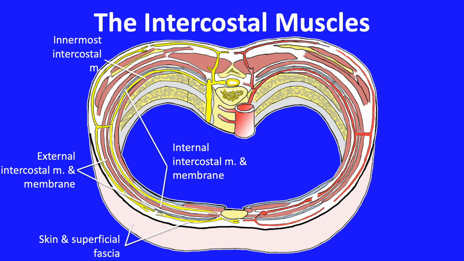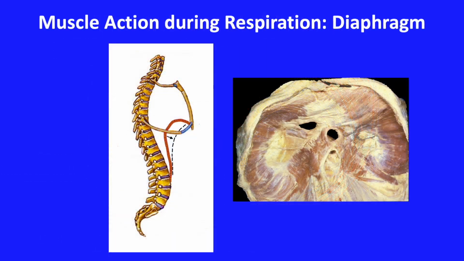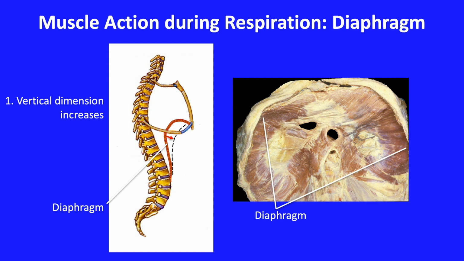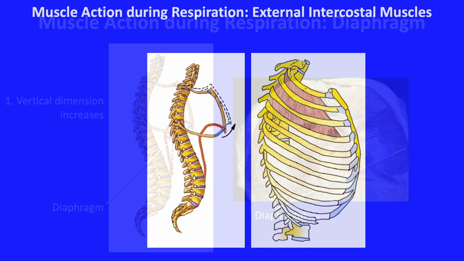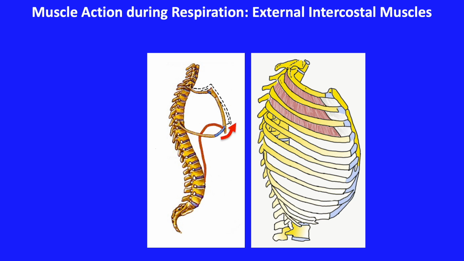All this, by way of strengthening the bands of muscles, helps keep our ribs aligned and helps perform the important function of respiration. So how do we breathe? The first thing that happens is that the diaphragm contracts, and as it does, the vertical dimension of the thoracic cavity increases. Concomitantly, the external intercostal muscles contract also and move the sternum anteriorly, expanding the anterior-posterior dimension of the thoracic cavity.